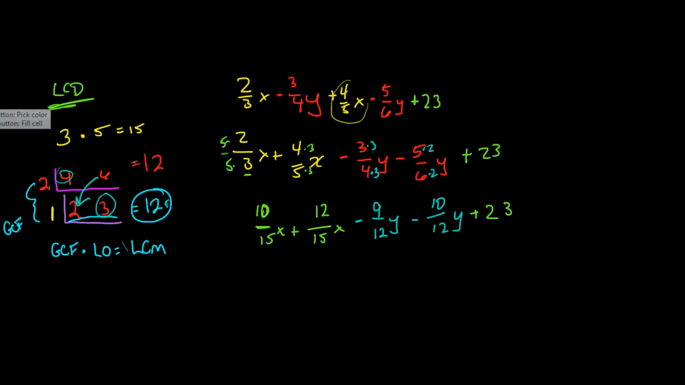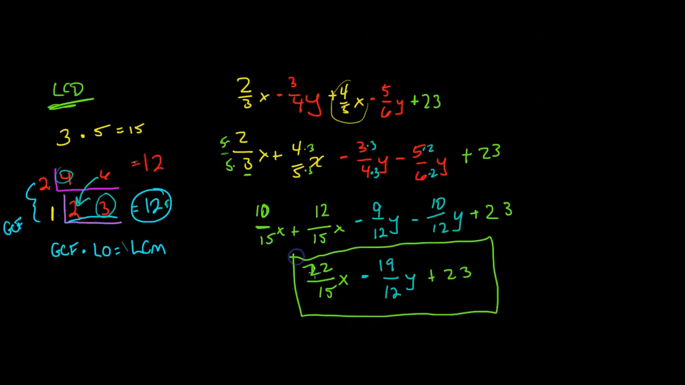For the first part, it looks like 10 plus 12 is 22. So we have 22/15 of x. And then negative 9 minus 10. So I owe $9, I borrow $10 more. So that's a negative 19 over 12 y. And since these are x's and these are y's, I can't add anything more to it, then we'll just have to say that's plus 23. And this is now simplified as far as I can get it.